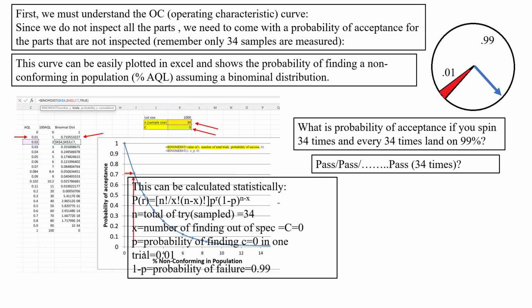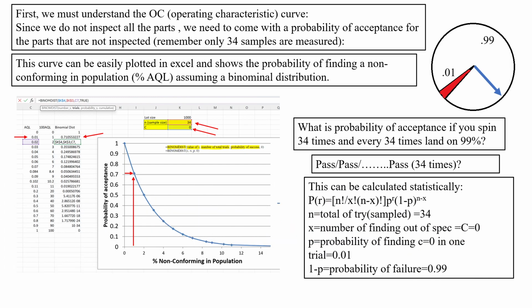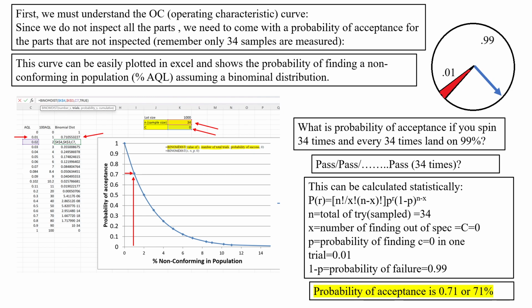You can calculate that using the binomial distribution. I mean, mathematically, there is an equation for that. And if you use that equation, you get a 71% probability of acceptance. And you can plot that point here on the left: 71% for 1% AQL. And then you can increase your red zone region. So you go to a bigger one, like 2% and 4%, and do the same exercise: 34 times spinning. And what is the probability? You get more points for 2%, 4%, 6%, and basically you can plot the curve.